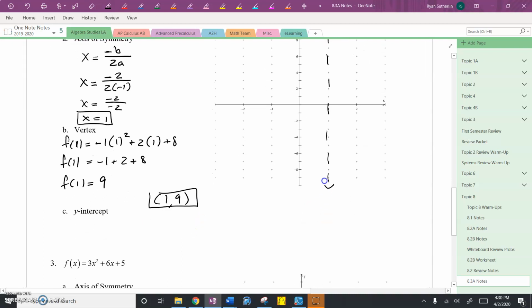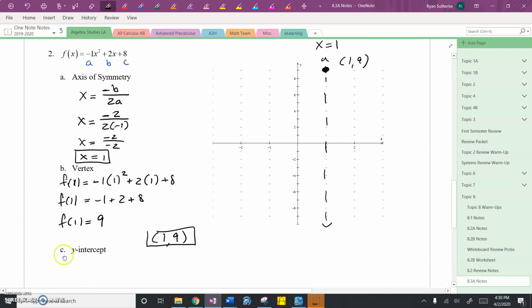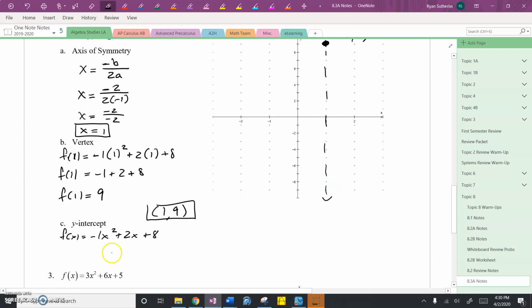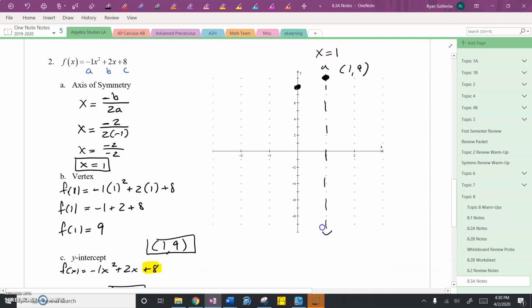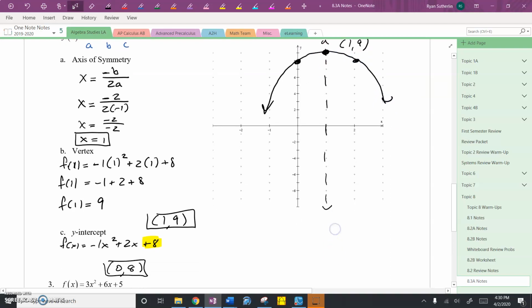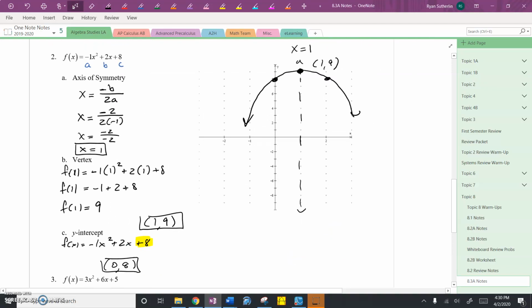For the y-intercept, I take my equation, f of x equals -1x squared plus 2x plus 8. And remember, if I make x 0, this is the only thing that doesn't have an x, so that's my y-intercept at 0, 8. So my a value is negative. This is definitely a parabola that opens down. And then I can put another point over there with symmetry and kind of draw a parabola opening down. So hopefully you did well on that problem. Here's all the information for it.